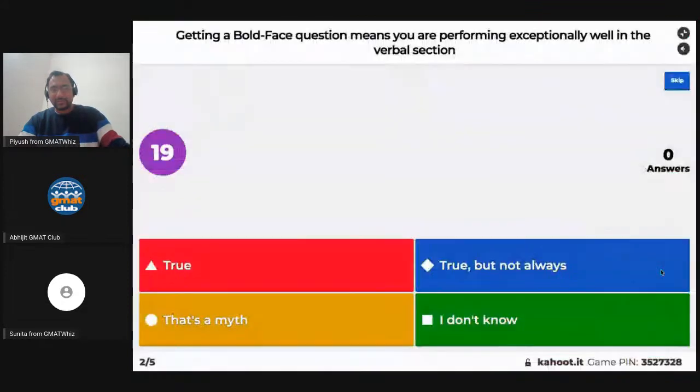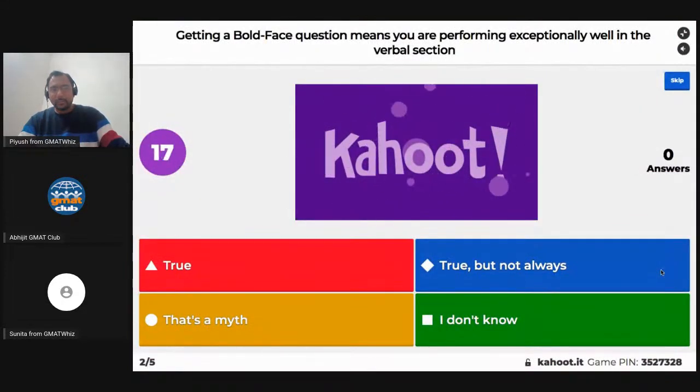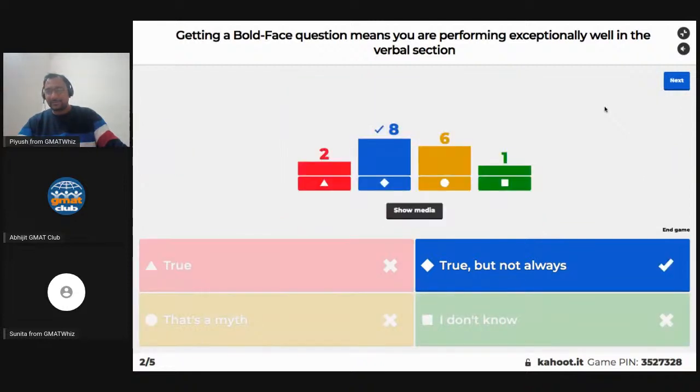Okay, so this is the question in front of you. Getting a bold-faced question means you're performing exceptionally well in the verbal section. Is it true? Is it true but not always? Is that a myth? Or you don't know exactly? Pick your answer, guys. You have 5 more seconds. Okay, great. So the correct answer is true, but not always.